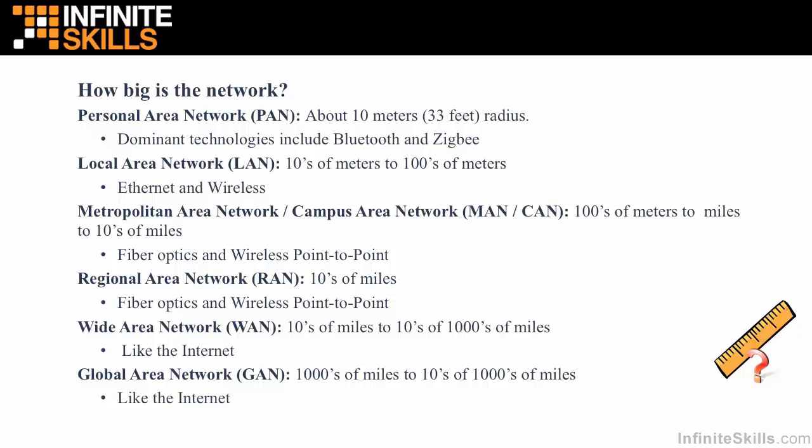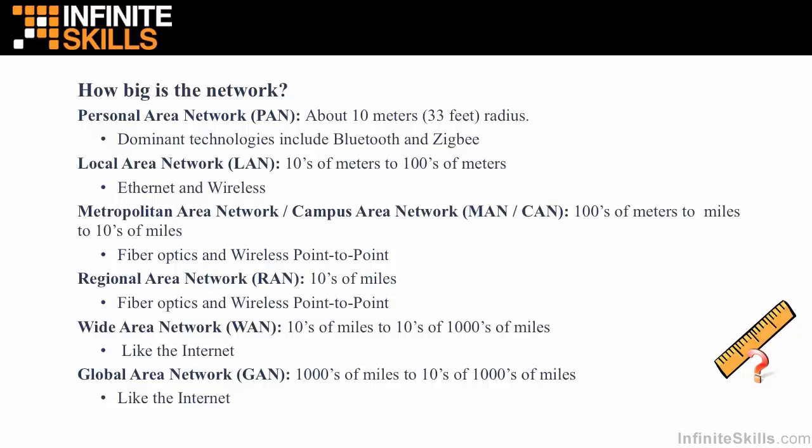Next one down is the regional area network. This typically will run tens of miles and again will run fiber optics and point-to-point to connect perhaps several metropolitan area networks together. The next one down is the wide area network that will run tens of miles to tens of thousands of miles. And this would be what our internet network is like. It is a wide area network.